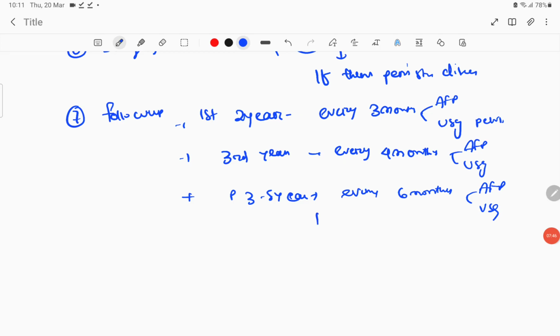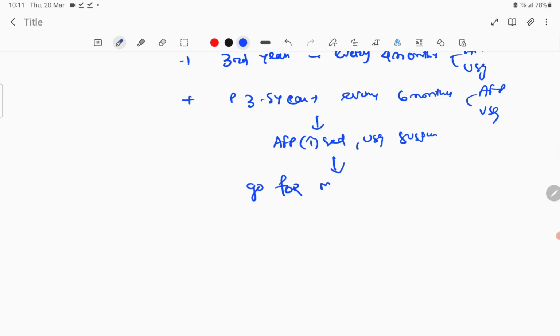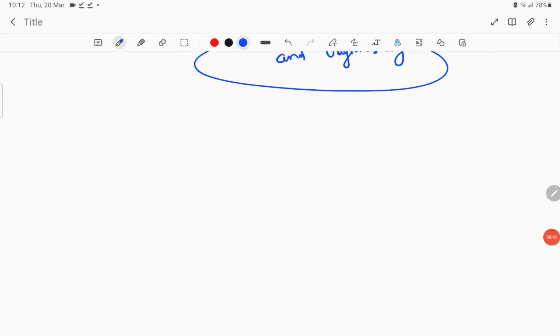During follow-up, if AFP rises or ultrasound is suspicious, you go for an MRI. The next step is MRI pelvis and vaginoscopy to look for any residual disease or recurrence. Okay, the next point is ovarian.